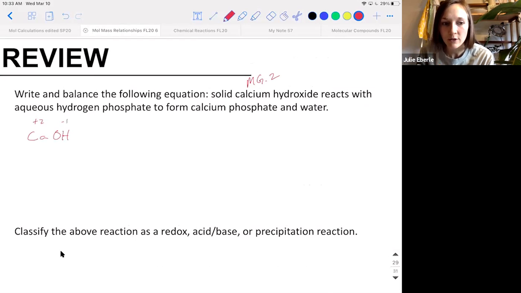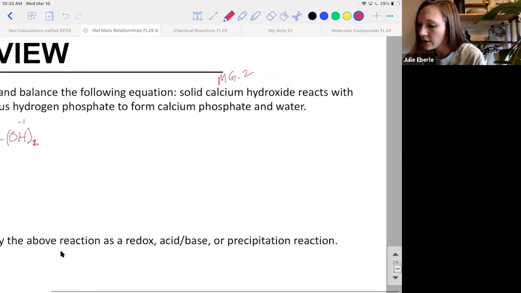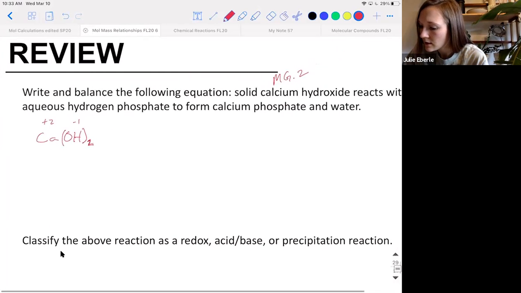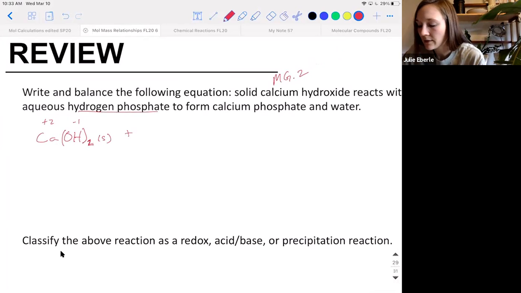The only thing, Danielle said it in the chat, the only thing her formula is missing is you've got to have parentheses because this is a polyatomic ion. And when you need more than one, you got to put it in parentheses. If you don't, it looks like you just have 2 hydrogens, not 2 hydroxides. All right, calcium hydroxide, and this is a solid, reacts with aqueous hydrogen phosphate.